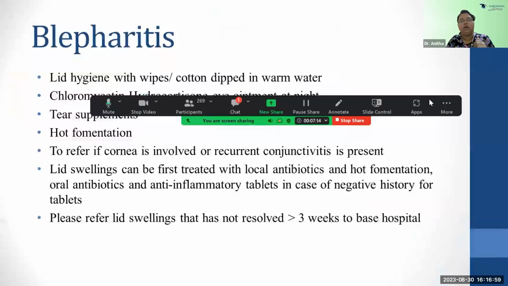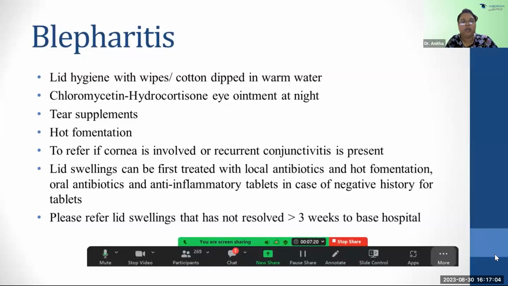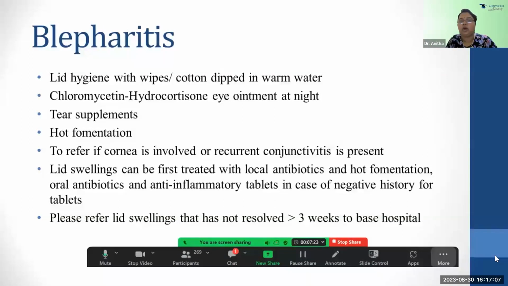So what to do for patients with blepharitis? Just advise lid hygiene. If there is poor lid hygiene, ask them to use wipes or cotton dipped in warm water, and clean it frequently. Use chloromycetin, hydrocortisone eye ointment if there is no keratitis. Give tear supplements. That is very important because these patients are lipid deficient, so they are more prone to evaporative dry eyes. So hot fomentation is very important because the meibomian glands get expressed automatically because of hot fomentation, and swelling subsides. So refer if the cornea is involved, or in cases of recurrent blepharitis or recurrent conjunctivitis.